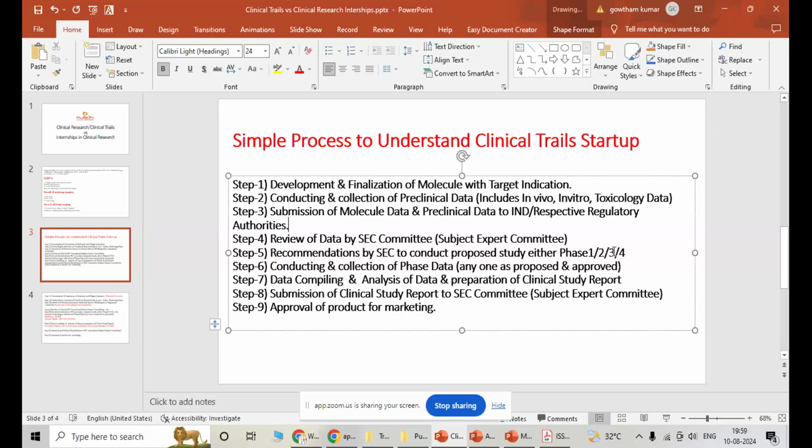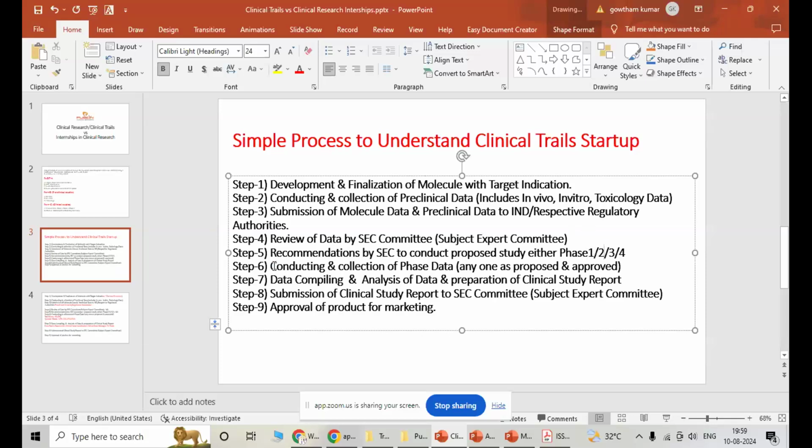Suppose it is eligible for phase 3 and you have put forward a phase 3 proposal, they will approve conducting the clinical trials as phase 3, or else they will recommend, no, there is no need for phase 3, you need to go with phase 2, or else they will recommend you can go with BA/BE initially, or else they can approve the molecule also. There is a chance they can approve the molecule with this primary data, but it depends upon the SEC committee recommendations only. They can also recommend to conduct it as a phase 3.